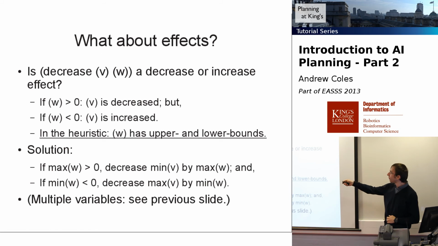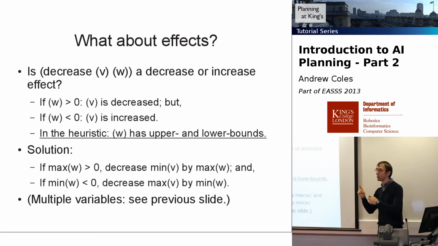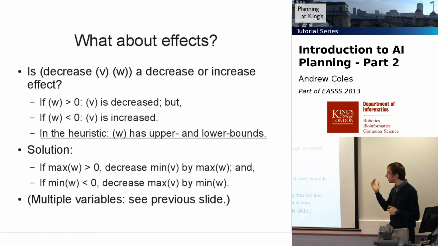If you want to have more than one variable here, not just W, then as in the previous slide, you can have a weighted sum and you put the lower bound and upper bound values into that. You end up with a maximum possible value and a minimum possible value, and then you reduce it to this situation here.